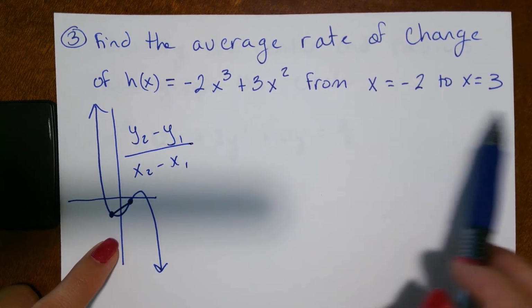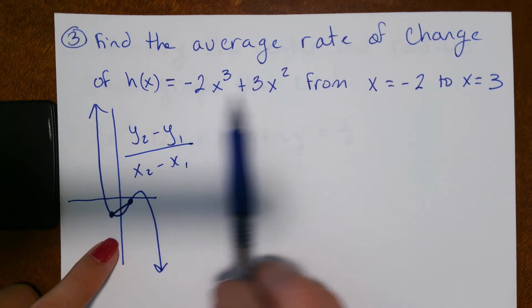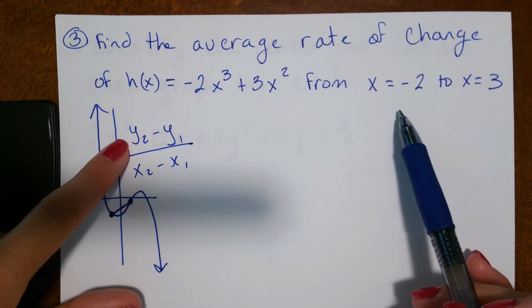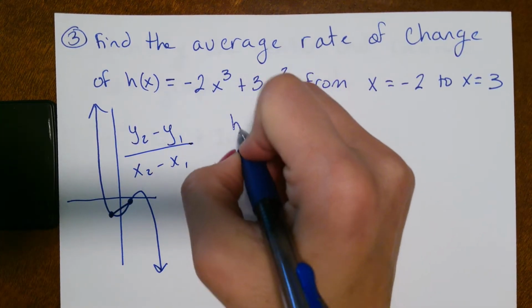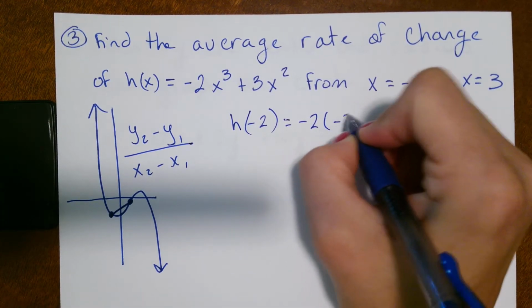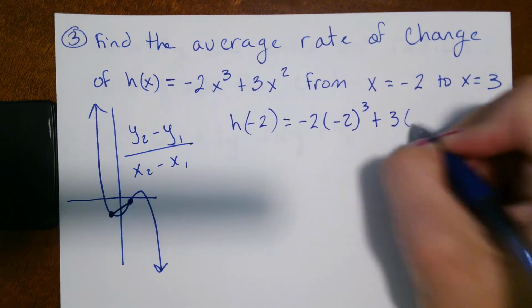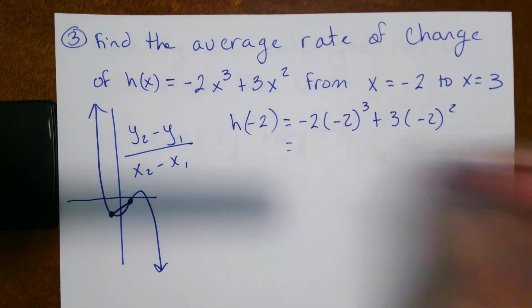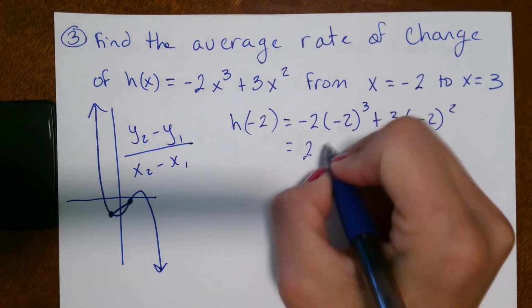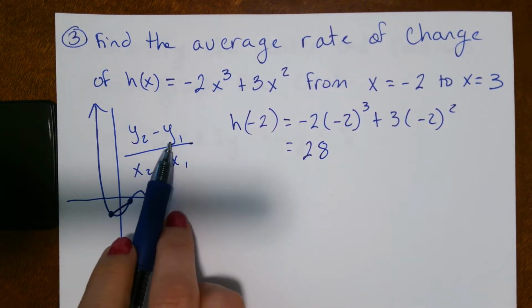They give you what the x values are. You just need to find the y values using the function. So when x is -2, what's the y value that goes with it? Well, let me plug it in. H of -2 is equal to -2 times -2 cubed plus 3 times -2 squared. And I am going to put that into my handy dandy calculator so I don't screw up any of the values. I get 28.